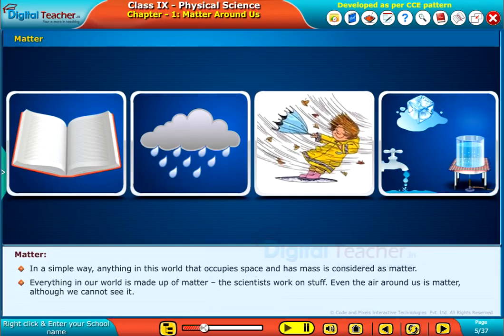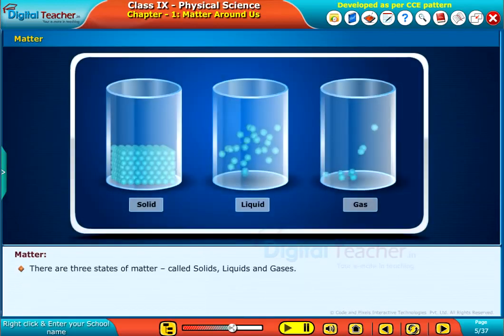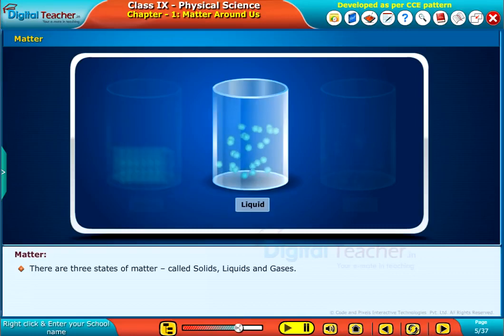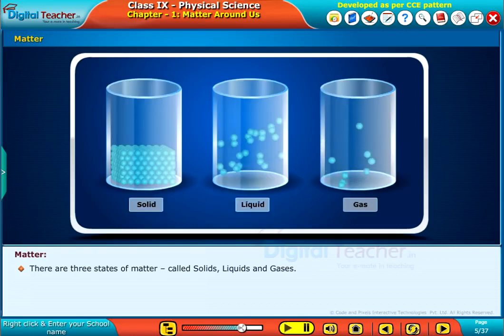Everything in our world is made up of matter. The scientists work on stuff. Even the air around us is matter, although we cannot see it. All the things around us which exist in a variety of shapes, sizes and textures is matter. There are three states of matter called solids, liquids and gases.